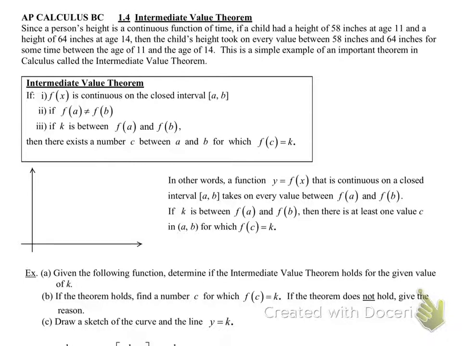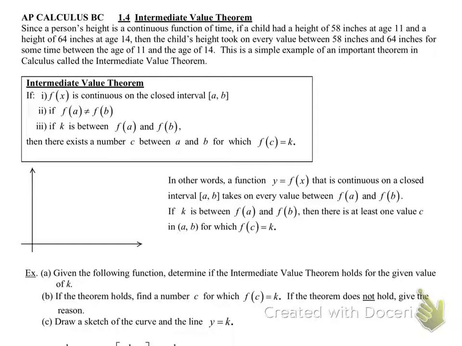We are starting today with the intermediate value theorem, which is super easy to understand conceptually. In order for me to actually be 5'4", at some point I had to have been 4'8". That is the general concept of intermediate value theorem.